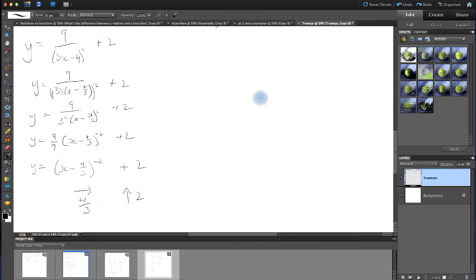So we can do a really quick sketch of that just to make it clear. This is 4 on 3, and here somewhere we'll have 2. So those are our asymptotes there. And then we put in our truncus shape.